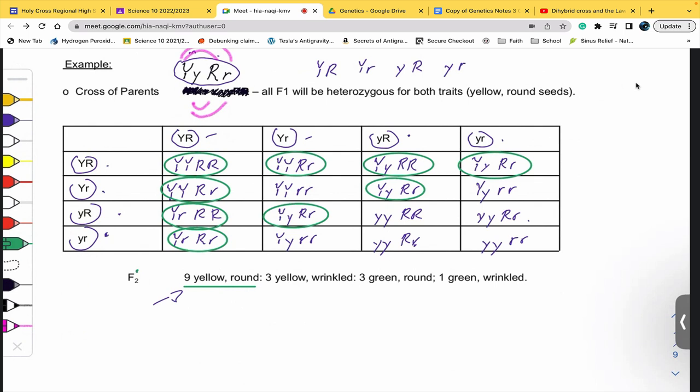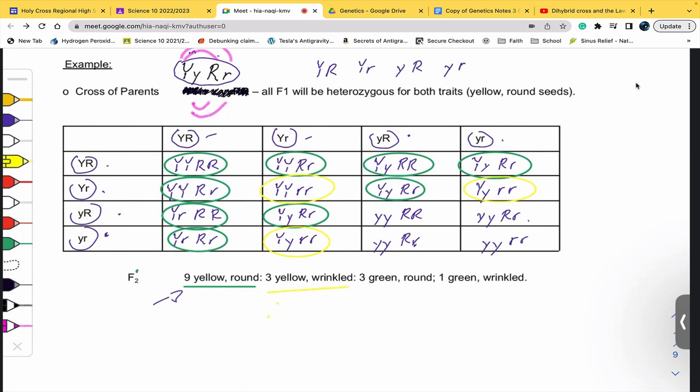Yellow would be big Y, wrinkled would be 2 little r's. So that would be yellow wrinkled. This would be yellow wrinkled. And this here would be yellow wrinkled. I don't see any more yellow wrinkled. 3, as we expected.